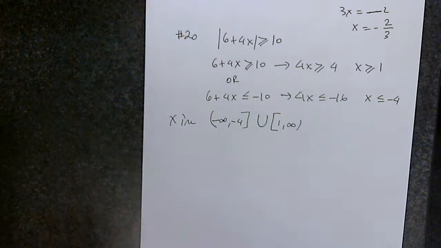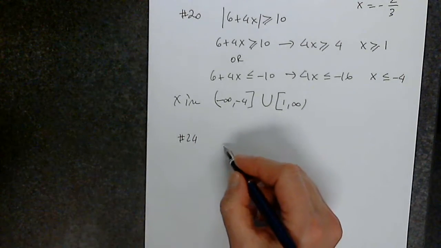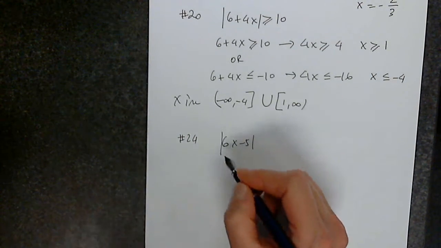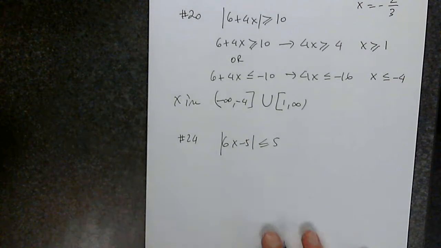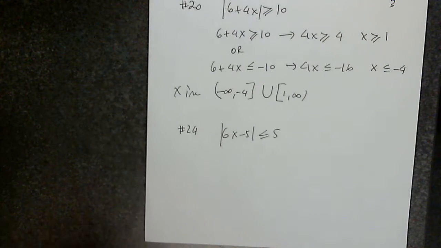Here is 24. The absolute value of 6x minus 5 is less than or equal to 5. Totally different than the previous one.